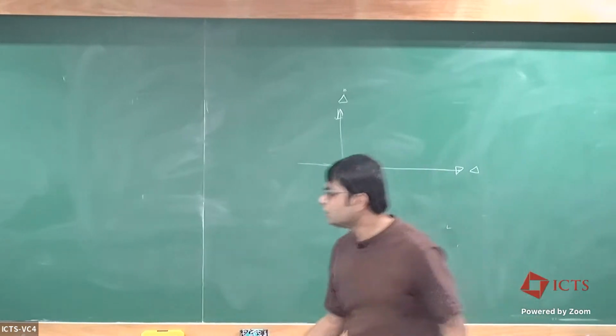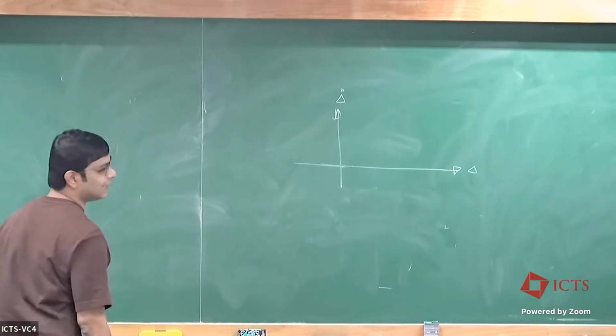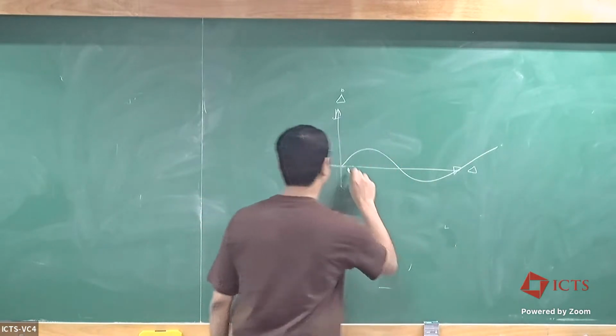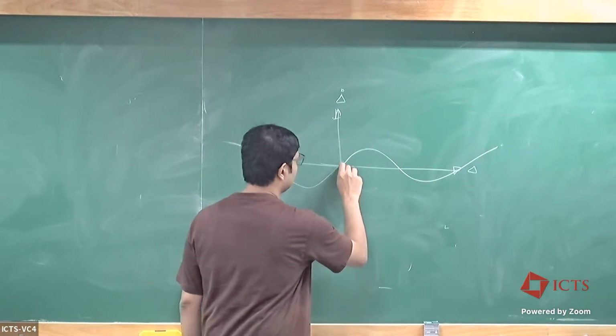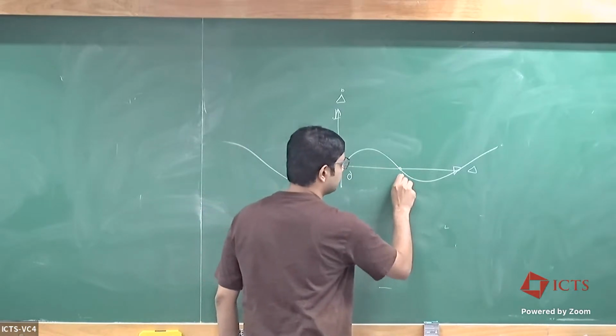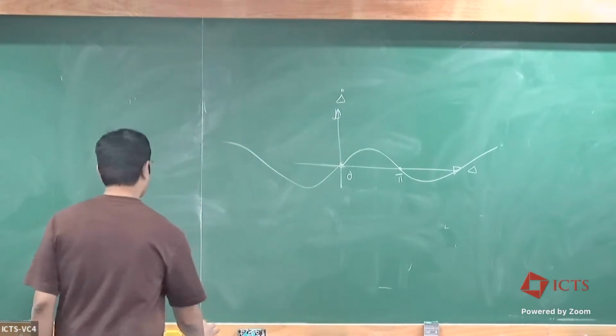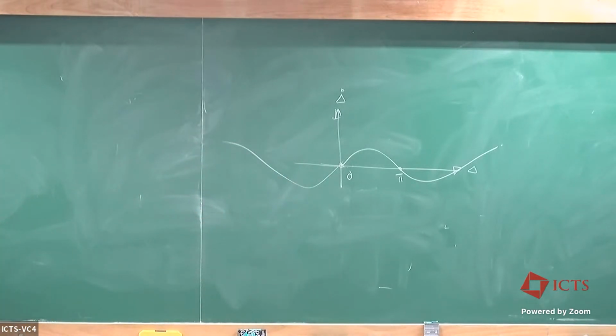So if my constant is positive, let's draw what sine looks like. This is how sine looks, right? This is 0. This is pi. So on. This is the plus sign, right? How will the minus sign look?